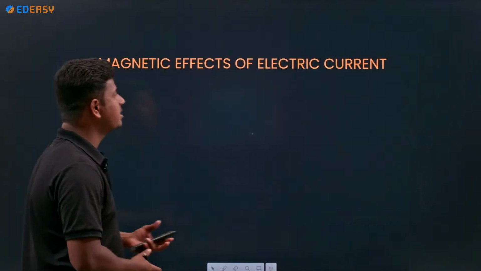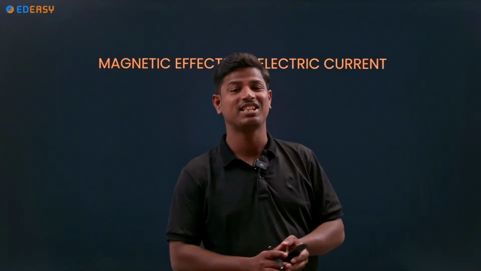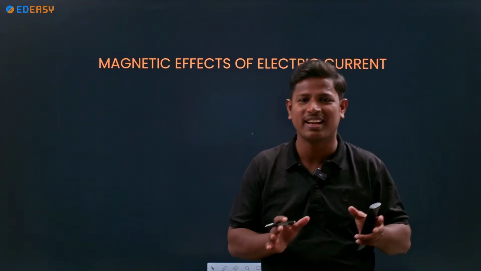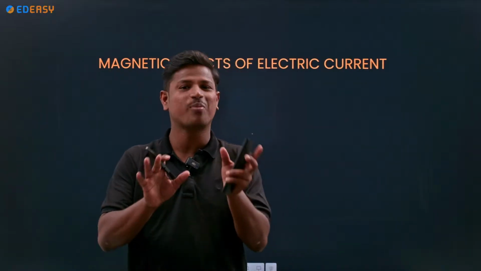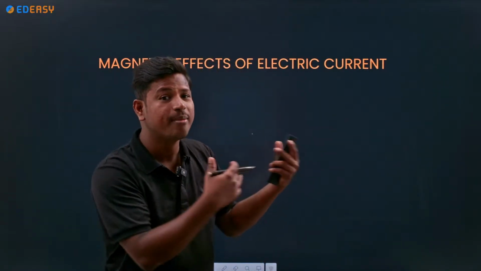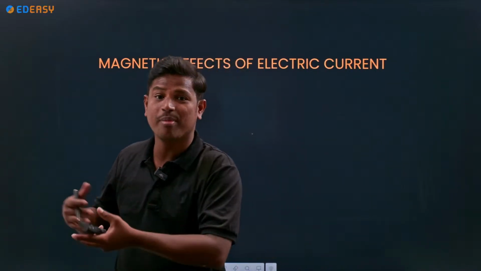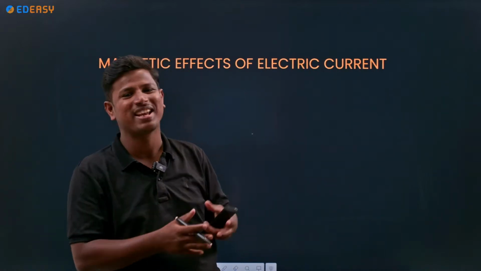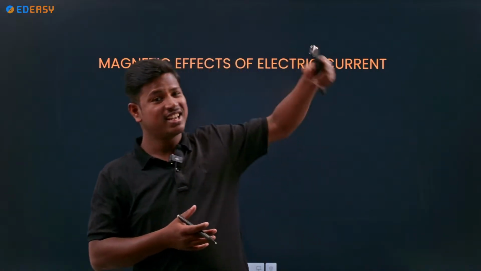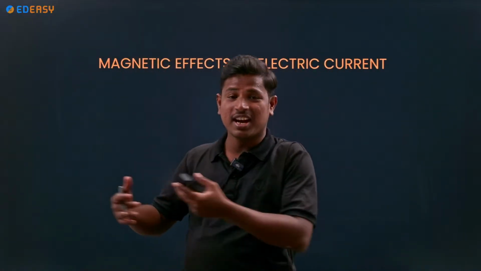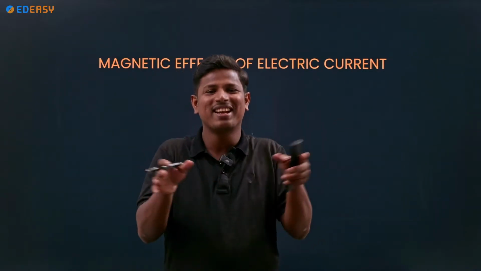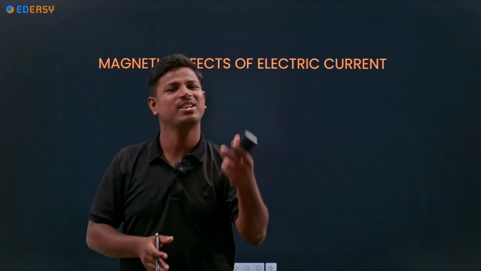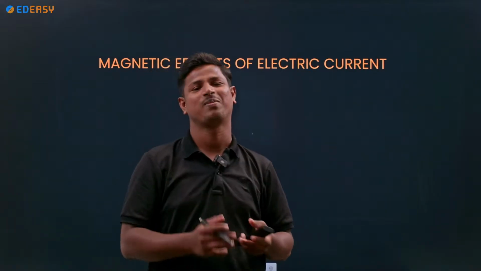Today's topic is magnetic effects of electric current. It's a very interesting topic. It's a challenging topic first of all, because we know about electricity and we know about magnetism, but the combination of these two is challenging. Studying electricity is one way, studying magnetism is one way, but when they come together, it's challenging for every student. It's not only the students, it's challenging for the teachers also to explain in a better way.